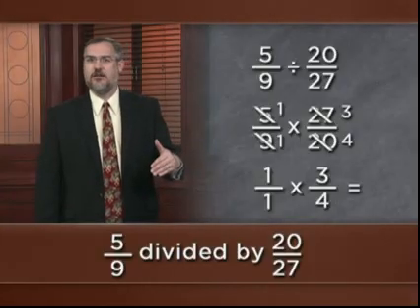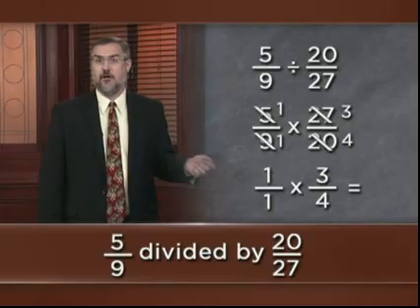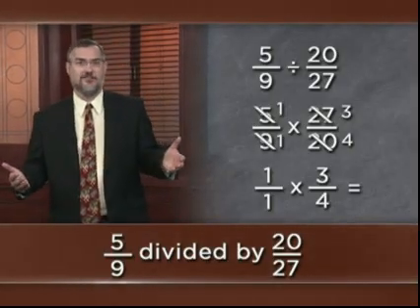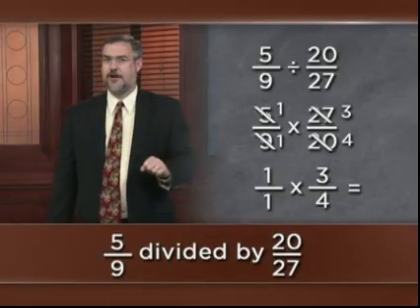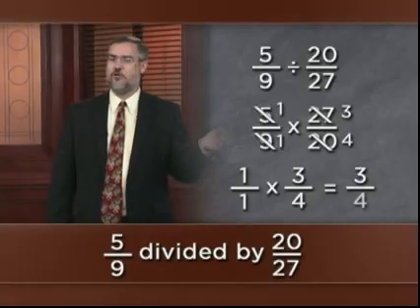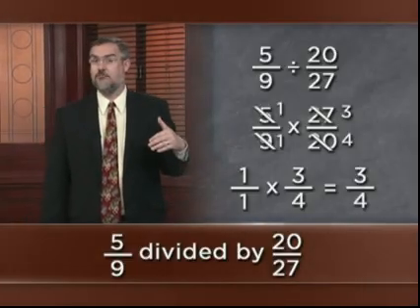Because 9 divided by 9 is 1, and 27 divided by 9 is 3. Well, now we can easily handle the multiplication of the numerators and the denominators as long as we're careful about it. 1 times 3 is 3, and 1 times 4 is 4. So our answer is simply 3 over 4, or 3/4.